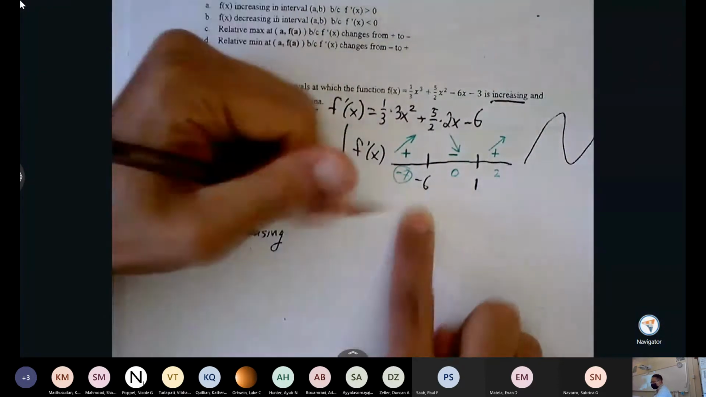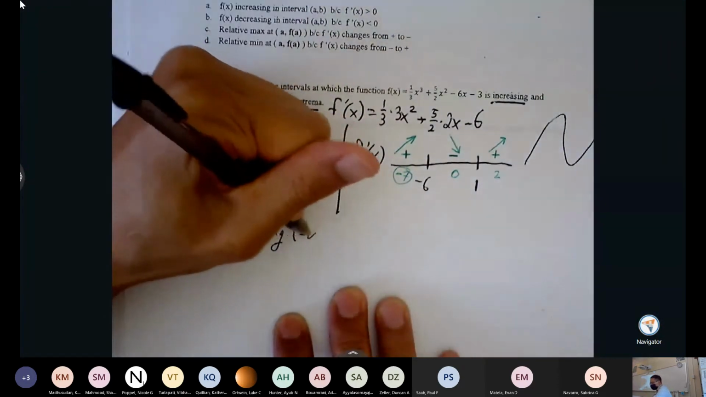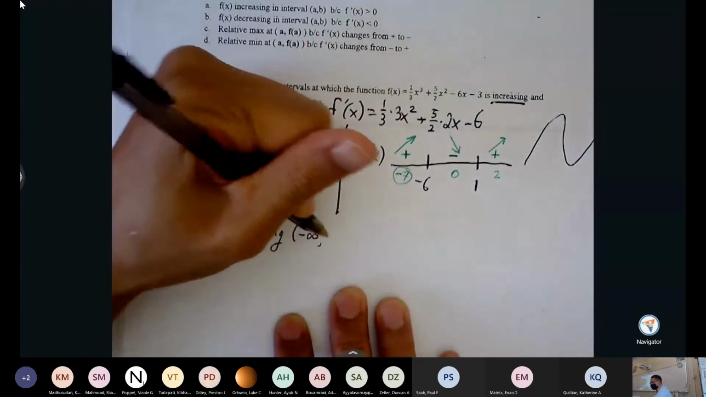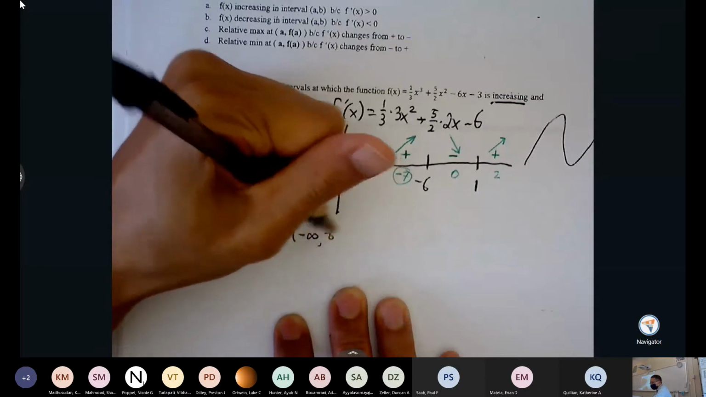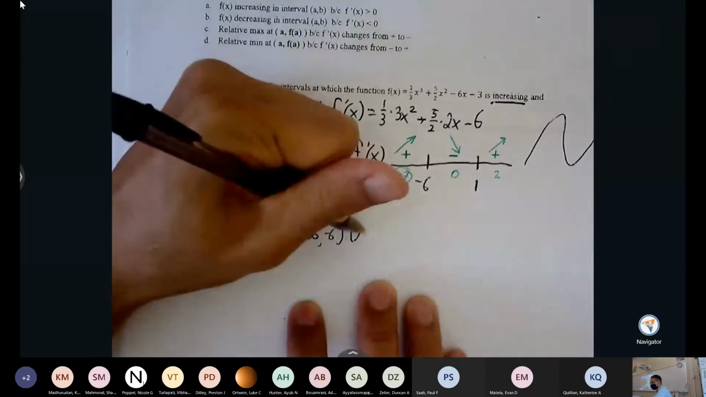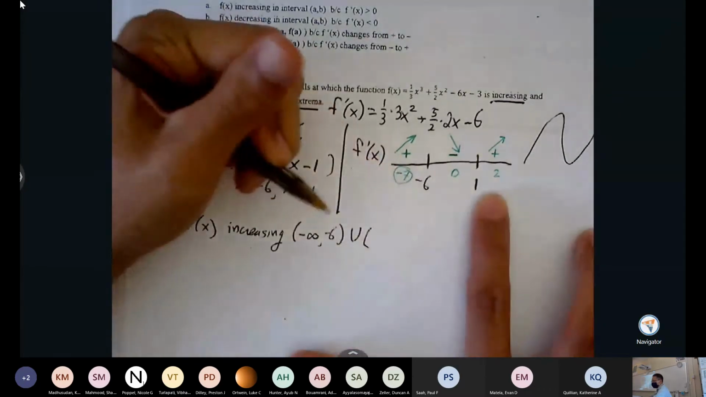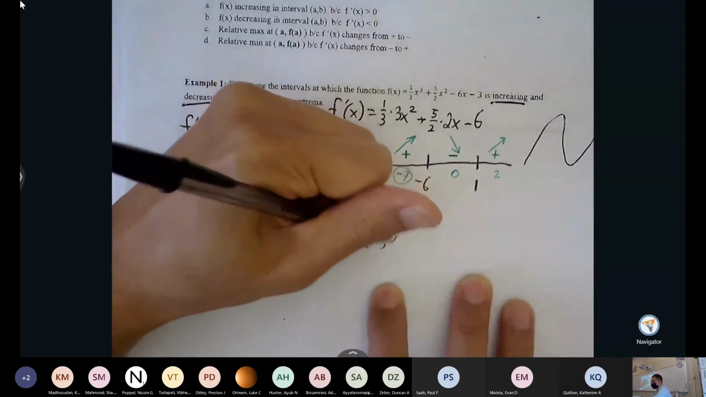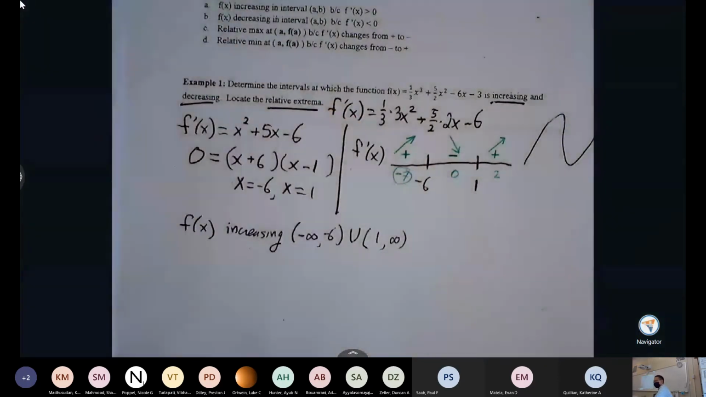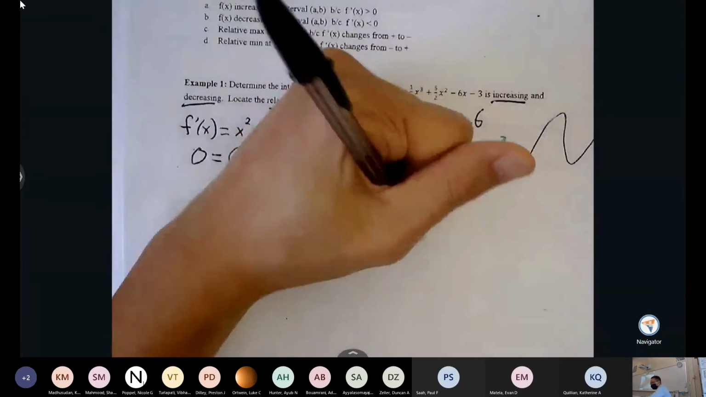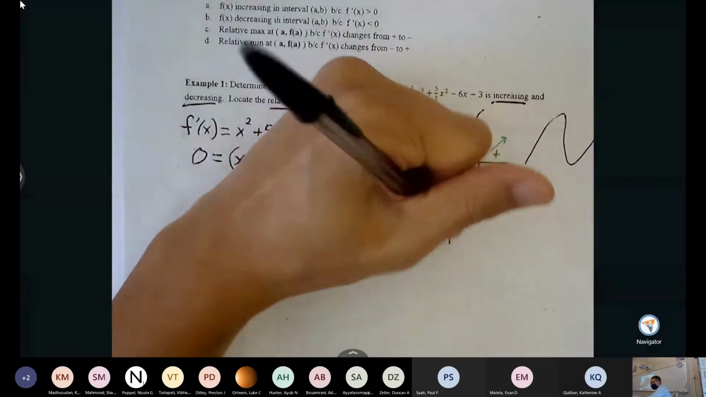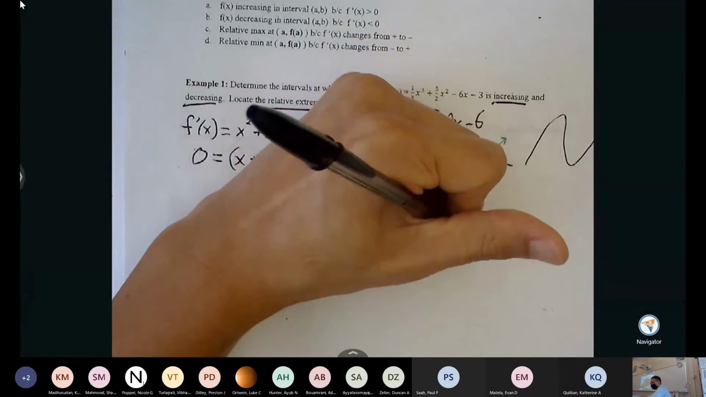from -infinity to -6, right? Same thing as how you did with velocity sign lines. Union or parentheses, or comma. Before, our justification was because velocity is greater than 0, but here we're going to say because f prime is greater than 0.